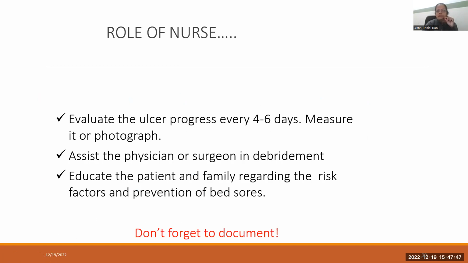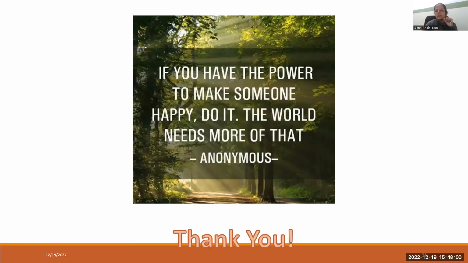So evaluation is important, and the next step depending on the evaluation is very much helpful, and not to forget the documentation, because for nurses it is very, very important. So with this I will end my presentation. If any queries are there, we can take up.